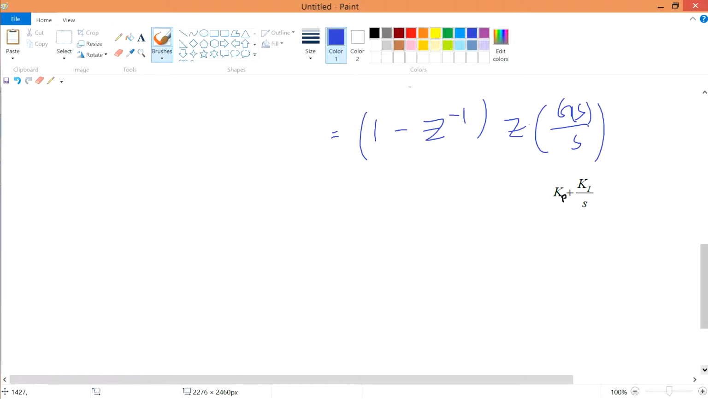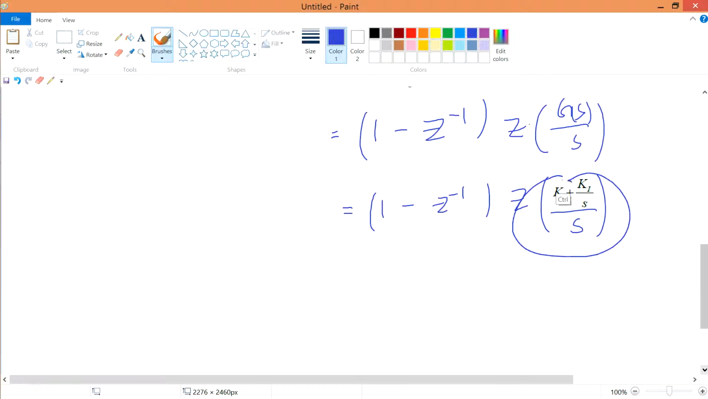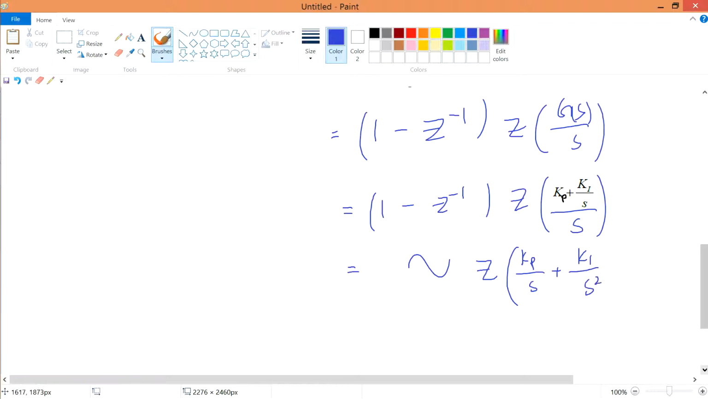So what I will have is this thing over here, and the next thing over here I'll just write something like this to indicate that this is this. I'm lazy to write, so therefore I have kp over s plus ki over s squared. This thing over here becomes this thing, right?